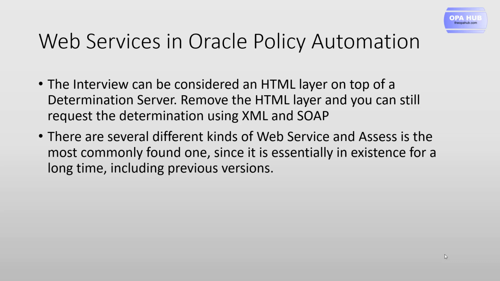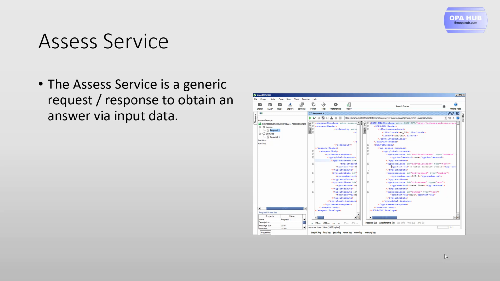First of all, let's talk about assess and answer. Both of these can be considered as ways to access your interview without the HTML. If I remove the HTML layer, I can then simply talk about attributes and values and goals and all those OPA terminology things without having to worry about a user interface. So that's assess and answer. And they're probably the most common, and assess is definitely the most common one since it's been around pretty much since the word go. So the assess service is your typical request and response web service.